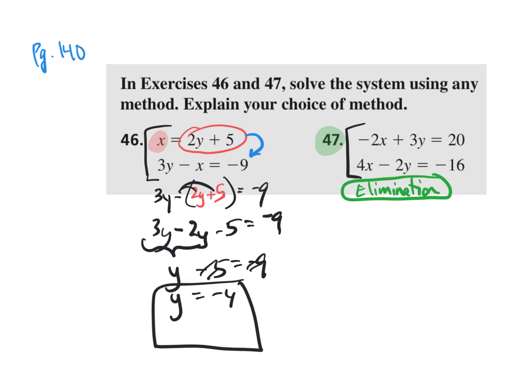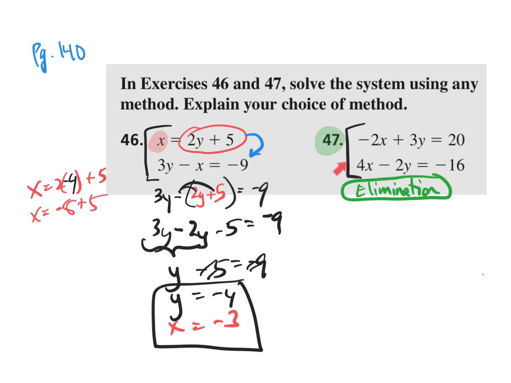We still need to know what x is equal to, and we'll just circle back to the original equation where it tells us exactly how to find x. X is 2y plus 5. And we just found out that y was equal to negative 4. So x is equal to 2 times negative 4 plus 5, which is negative 3. And now our system is solved.